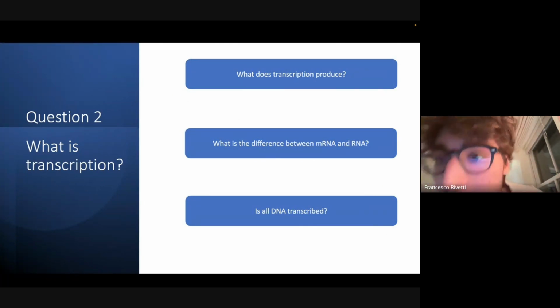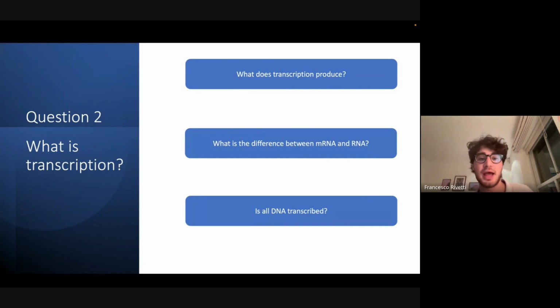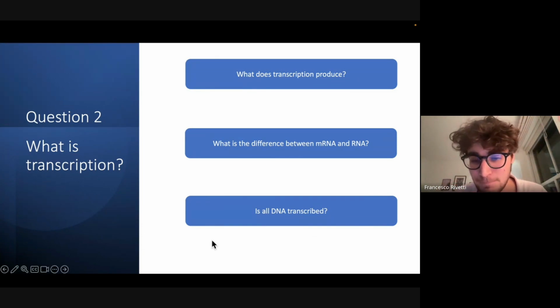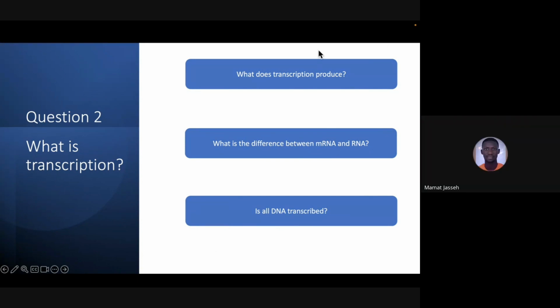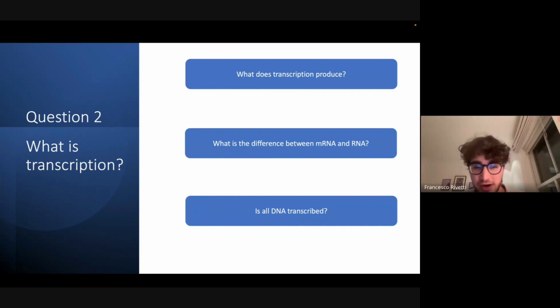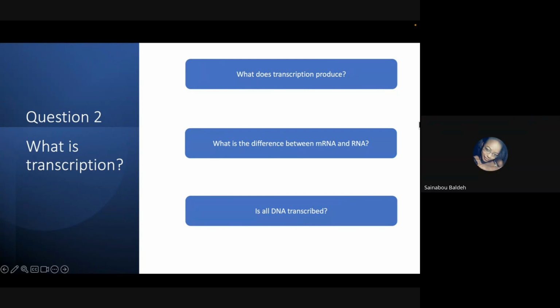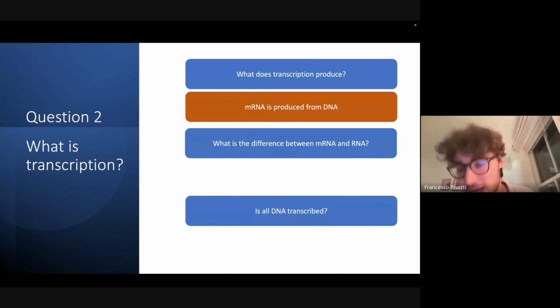So, a set of questions, please respond. What does transcription produce? What is the outcome of transcription? The RNA, mRNA. Yes, mRNA and RNA are both right answers. Correct, mRNA is produced from DNA.